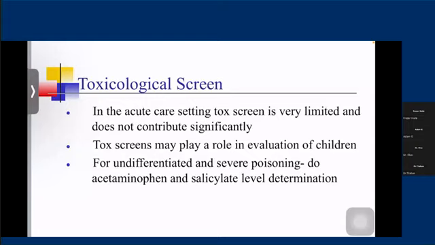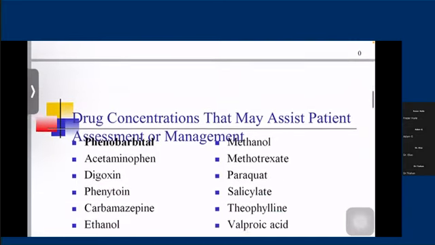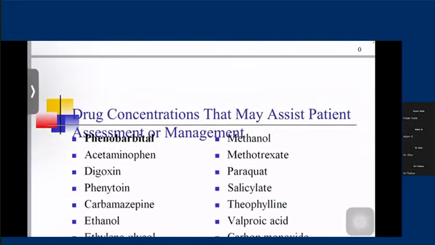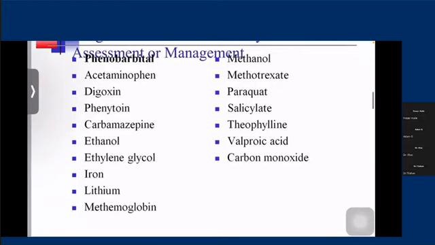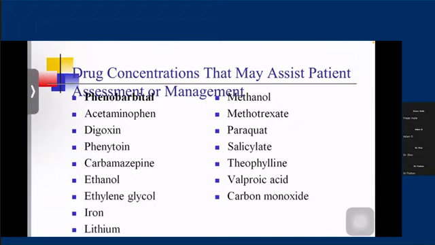So for undifferentiated and severe poisoning, sometimes it's better to send for acetaminophen and salicylate level determinations. Only a few medications can be assessed by sending serum levels. These are a few, like phenobarb, acetaminophen, digoxin, phenytoin, carbamazepine. Most anticonvulsants have serum level determinations.